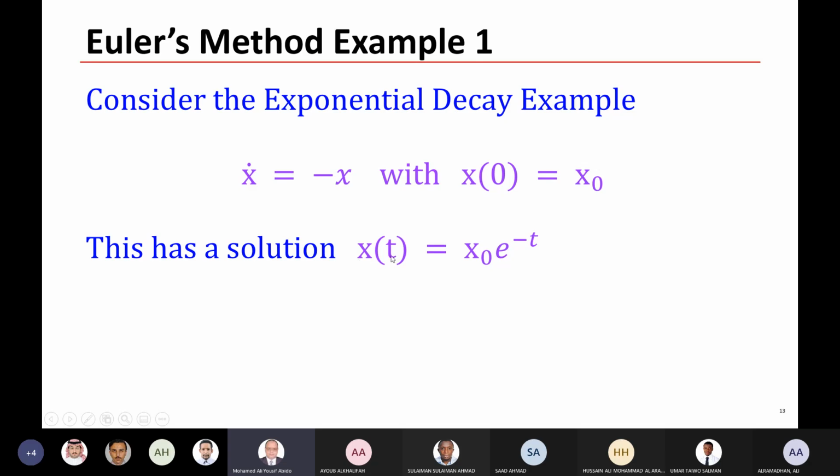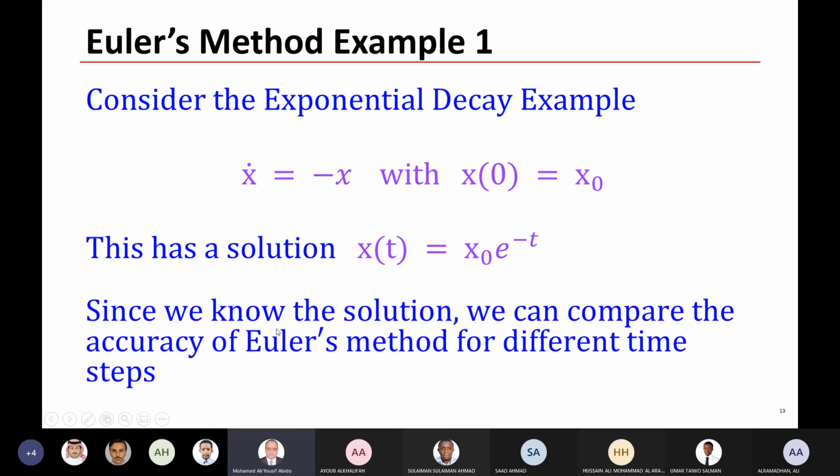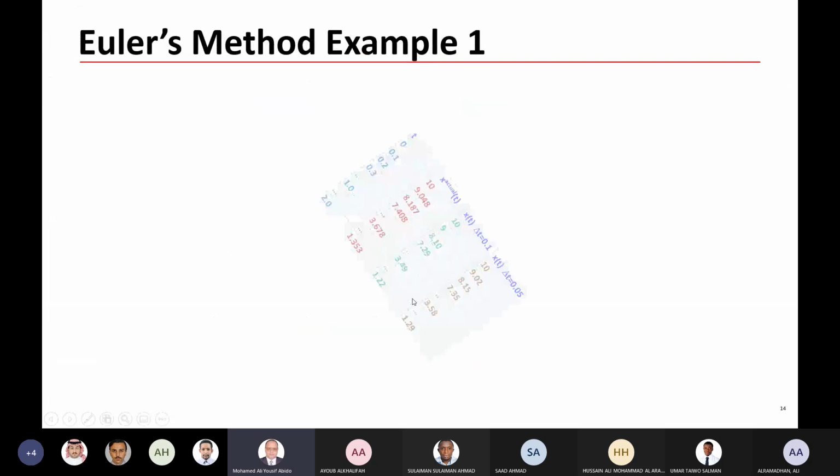So if you need x at 5 seconds, then you can substitute t equal to 5 seconds. At 10 seconds, you can substitute 10 seconds. This is the closed form solution, a very simple problem, and you can easily solve it. Since we know the solution, we can compare the accuracy of Euler's method for different time steps. So let us compare the Euler method and the exact solution for this very simple example.